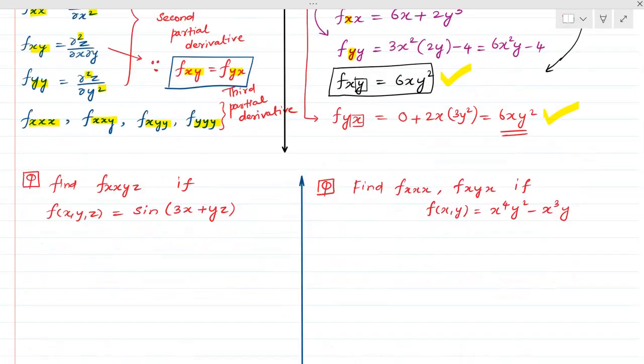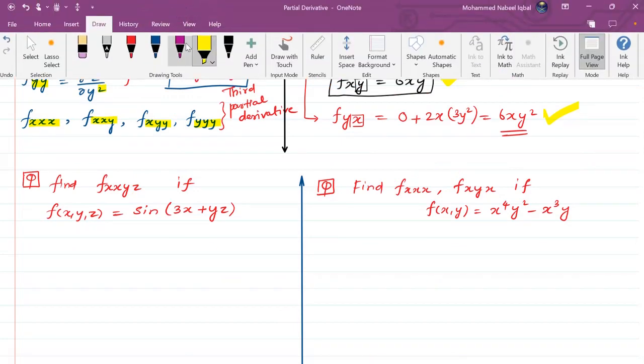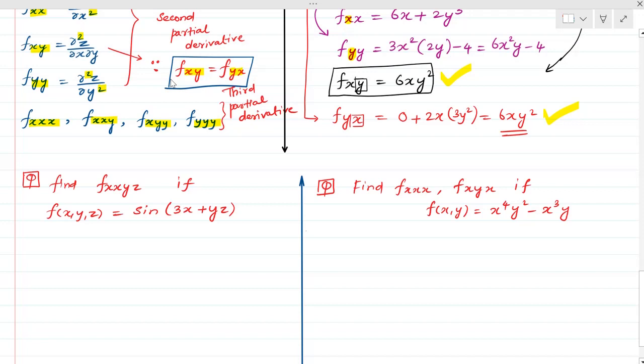Now the next problem, the third or fourth derivative you will have. Whenever you have a fourth or third derivative, I will follow a common rule. If you want to calculate f_xxx, the third derivative, I will go from the left. First I will calculate f_x. What is f_x here?